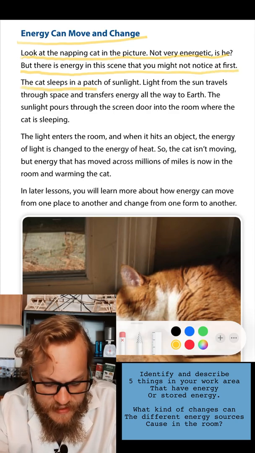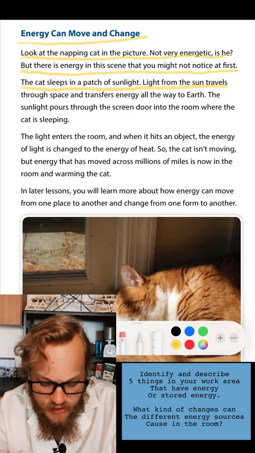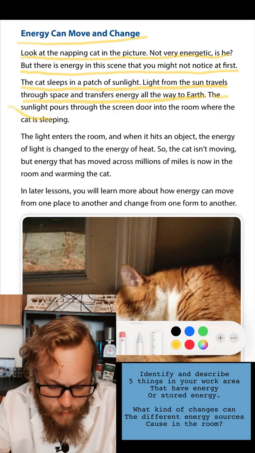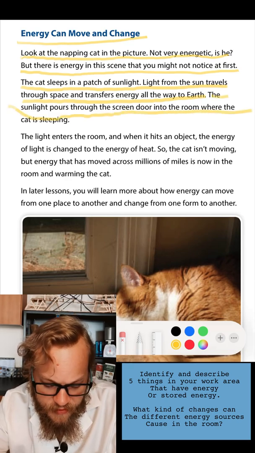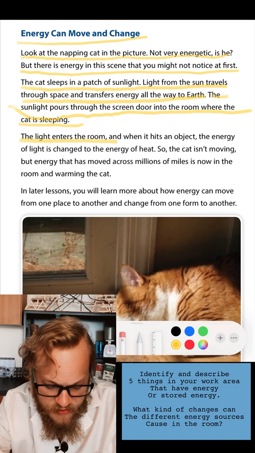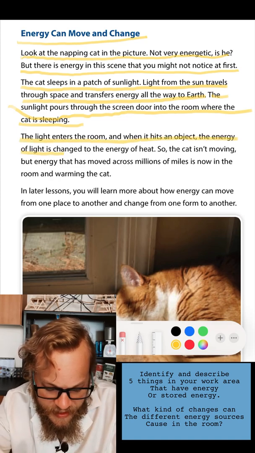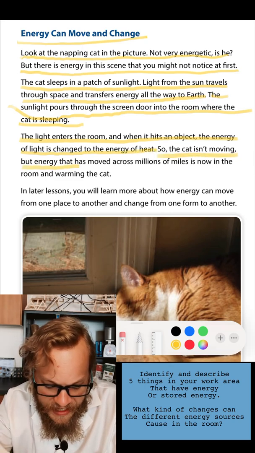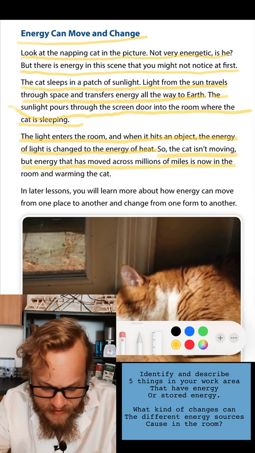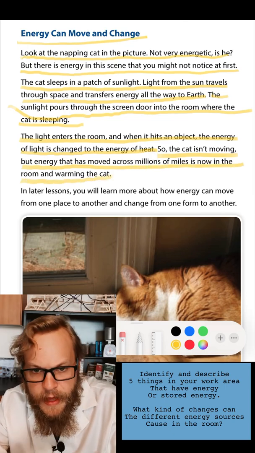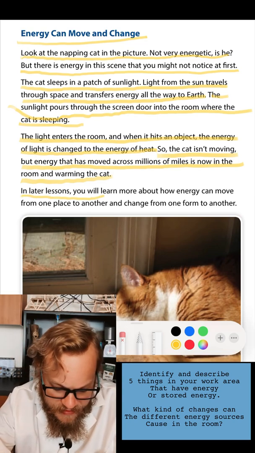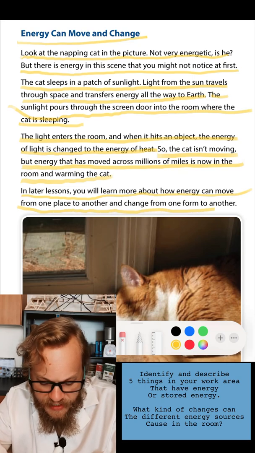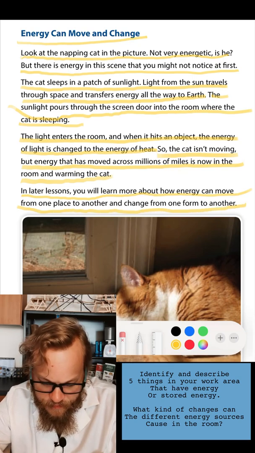The cat sleeps in a patch of sunlight. Light from the sun travels through space and transfers energy all the way to Earth. The sunlight pours through the screen door into the room where the cat is sleeping. The light enters the room, and when it hits an object, the energy of light is changed to the energy of heat. So the cat isn't moving, but energy that has moved across millions of miles is now in the room and warming the cat. In later lessons, we will learn more about how energy can move from one place to another and change from one form to another. Okay?